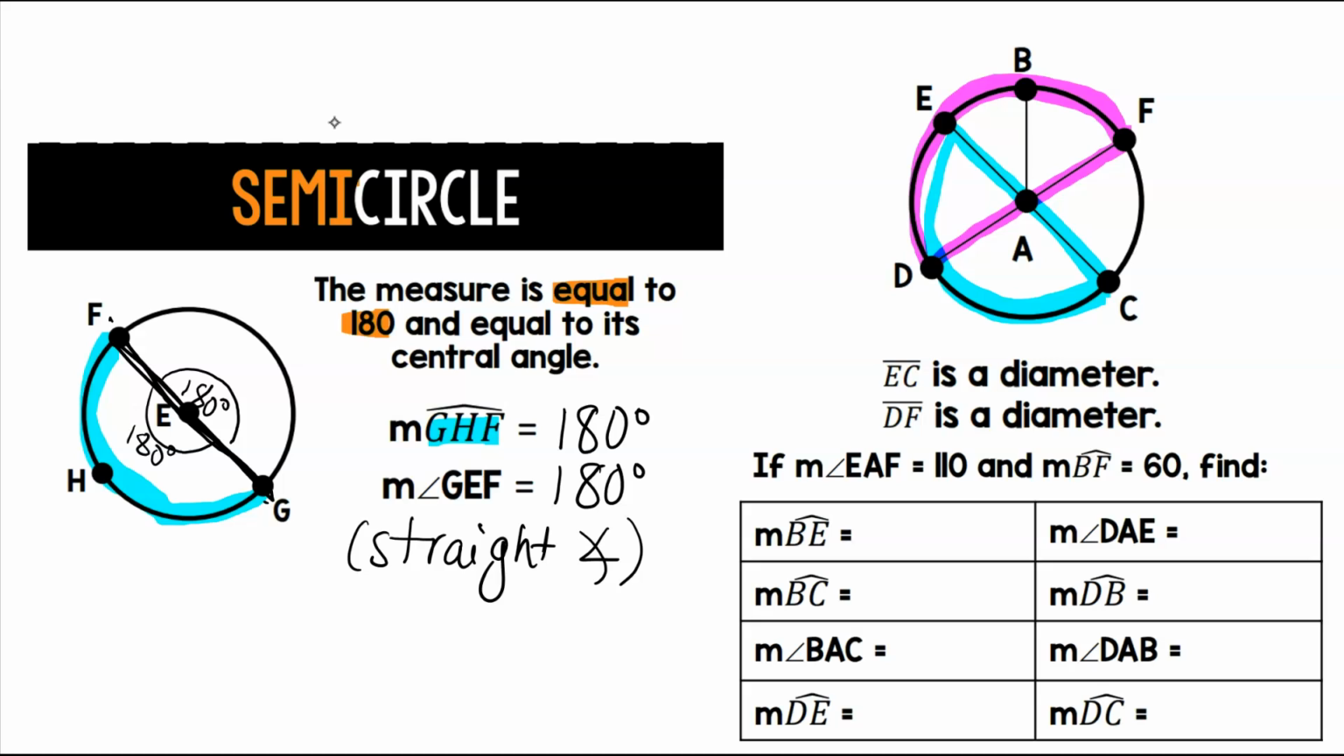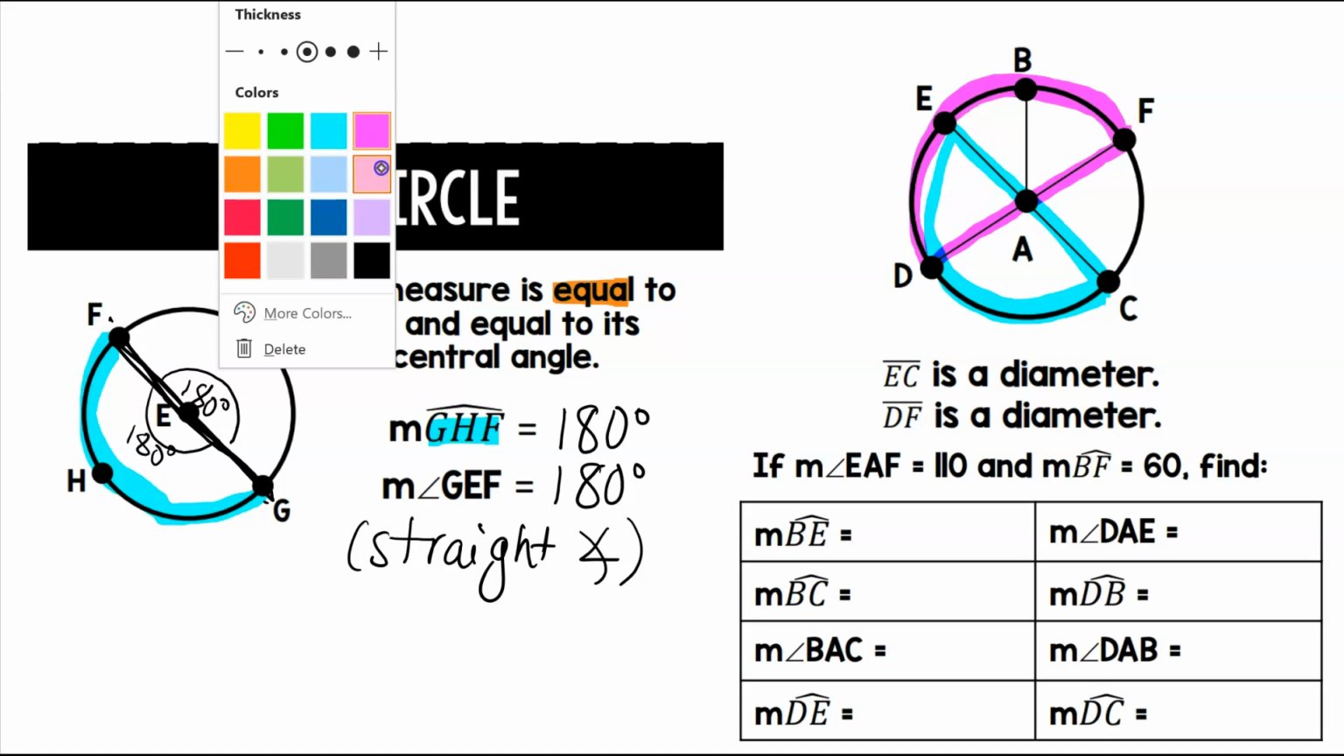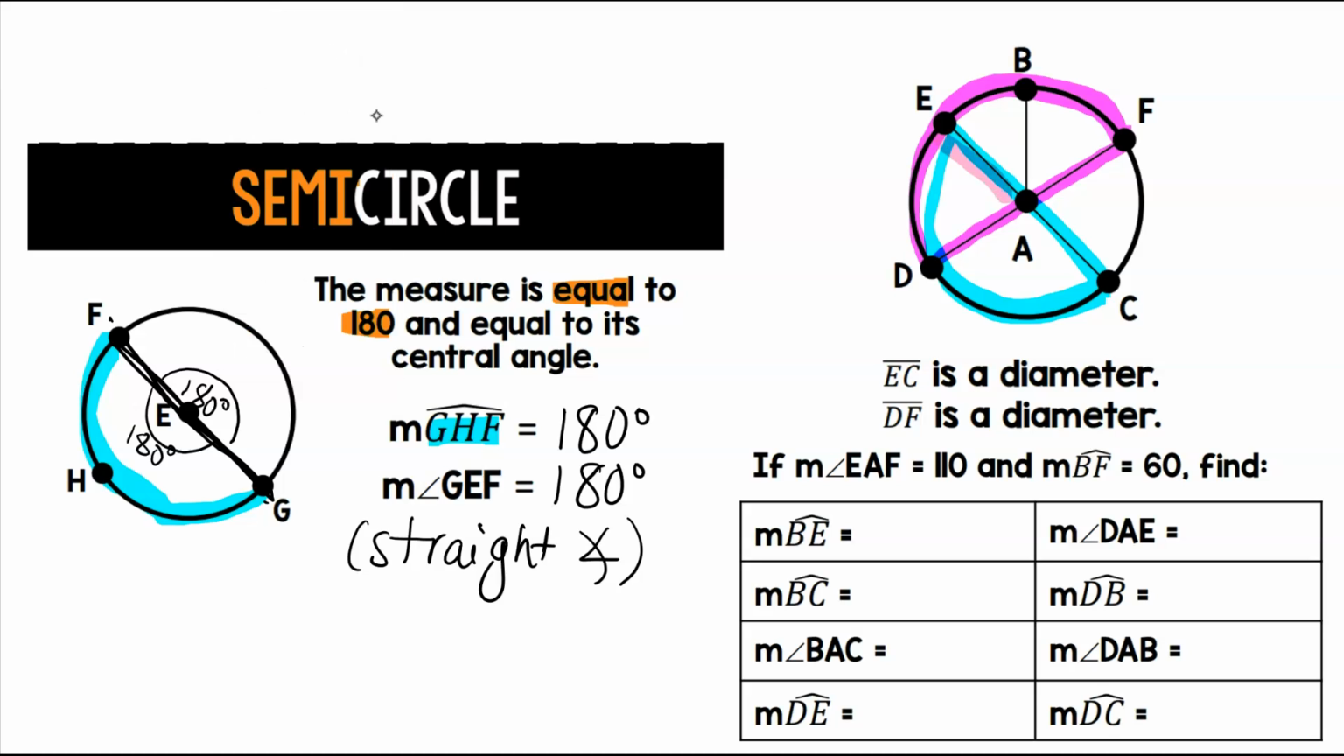So it says that angle EAF, so let's highlight that in pink, angle EAF, well, EAF is a central angle because its vertex is on the circle, is 110, which would imply that this arc here is also going to be 110. And then it says that arc BF is 60 degrees.